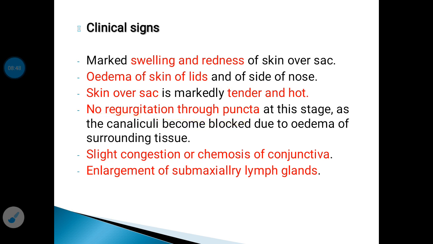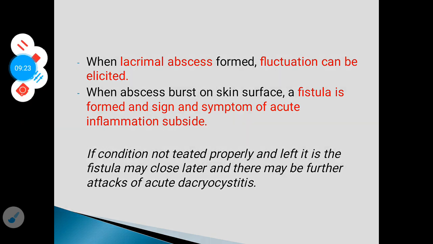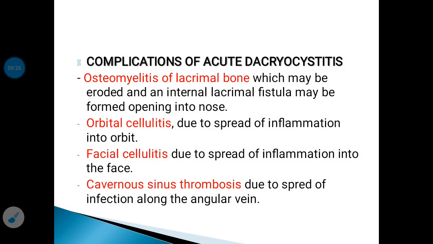There is no regurgitation through the puncta at this stage, as the canaliculi become blocked due to the edema of surrounding tissue. There is slight congestion and chemosis of conjunctiva and enlargement of the submaxillary group of lymph nodes. When the lacrimal abscess is formed, fluctuation can be elicited. When the abscess bursts on the skin surface, a fistula is formed and the signs and symptoms of acute inflammation will subside. If the condition is not treated properly and is left, the fistula may close later and there may be further attacks of acute dacryocystitis.